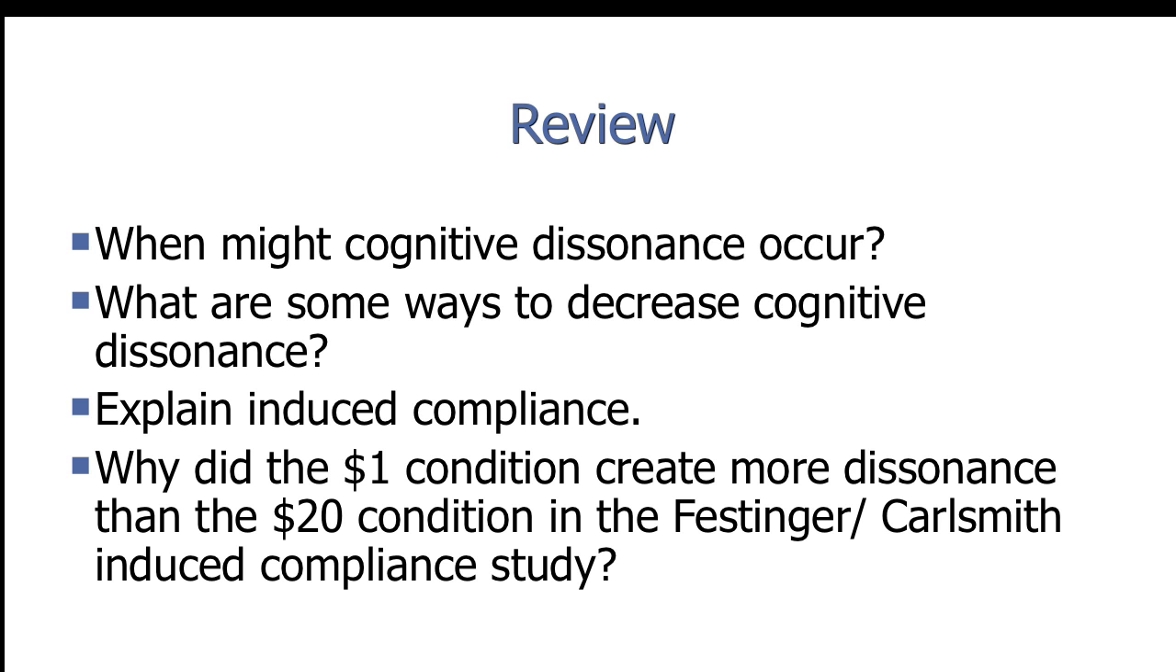Here's where we've been. When might cognitive dissonance occur? What are some ways to decrease cognitive dissonance? Explain induced compliance. Why did the $1 condition create more dissonance than the $20 condition in the Festinger-Carlsmith induced compliance study?